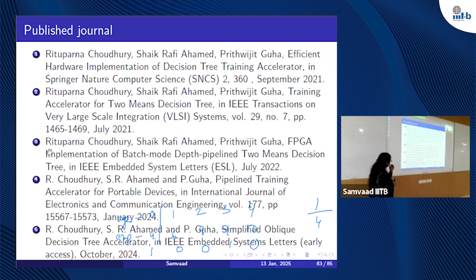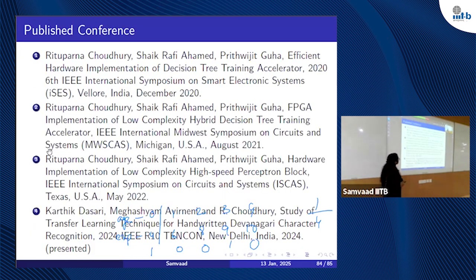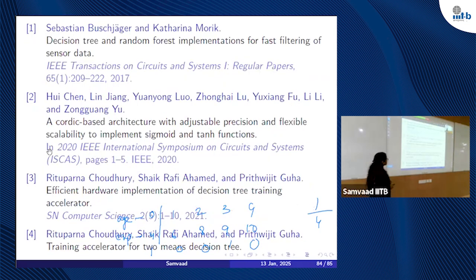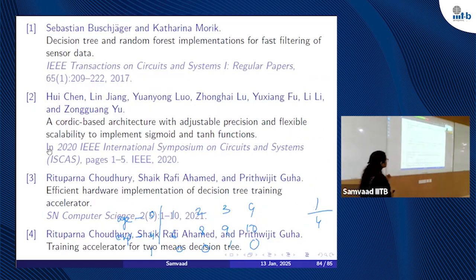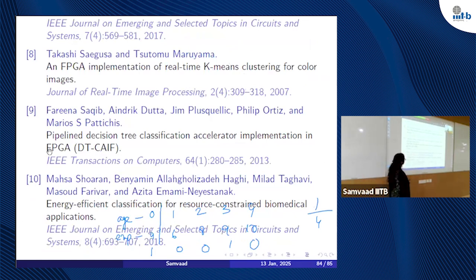So these are my publications, and these two are after my PhD. This is still in early access. Another one, these are my conference publications. This was with my student from SRM. Others are from my PhD. And another work, these are my references. Another work is under review in T-BioCAS currently, that is for biomedical circuits and systems. So the references are old because this is from my PhD work.